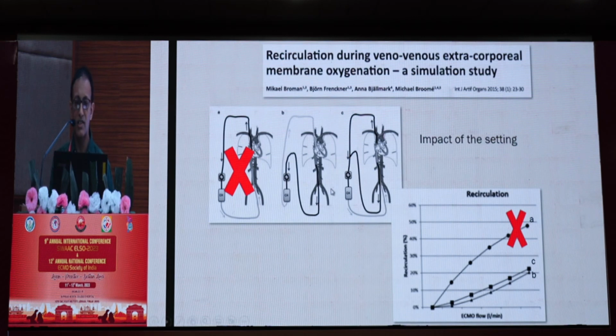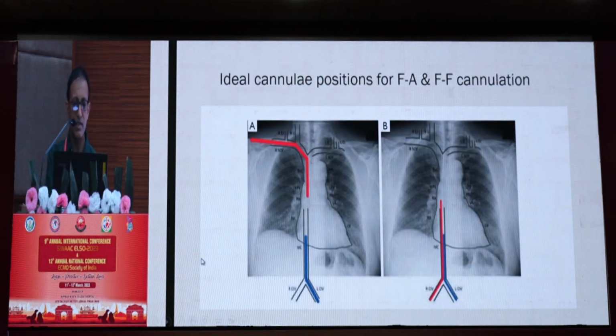There are three different configurations here. This configuration is drainage from the atrium and returning back to the femoral. This is not advisable in adults because here the recirculation is the highest. And the second configuration is drainage from the femoral and returning to the right atrium, and here the recirculation is the lowest. Whereas if you drain from both SVC and IVC and return back to the IVC, it's slightly higher than the previous modality.